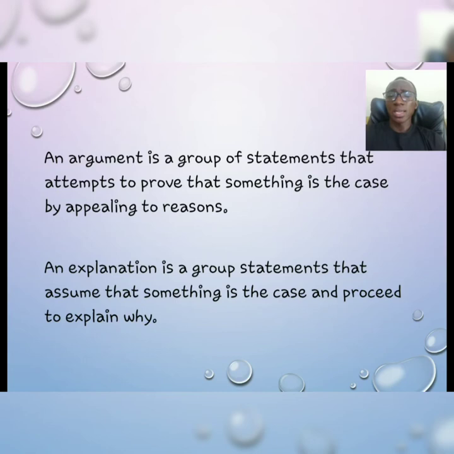The opposite is an explanation. Well, an explanation is a group of statements that assume that something is the case and proceed to explain why. So as the name connotes, an explanation explains the why. And they take evidence for granted. They don't prove anything. They just take the thing as the way it is, then they go on to explain why it is that. Now, the next diagram will help us to understand the distinction between an argument and an explanation very well.